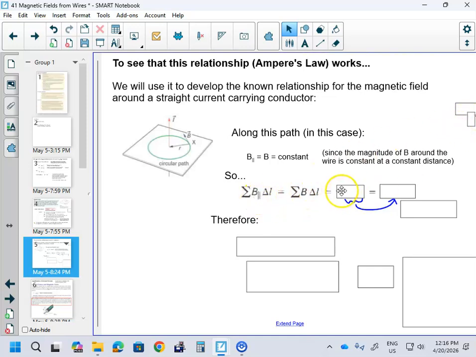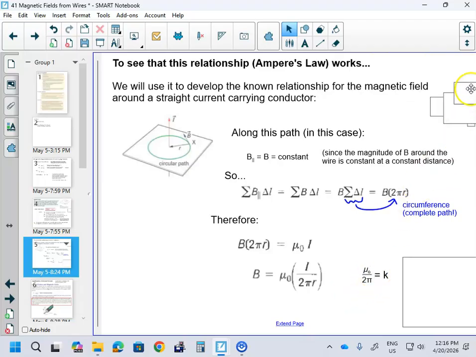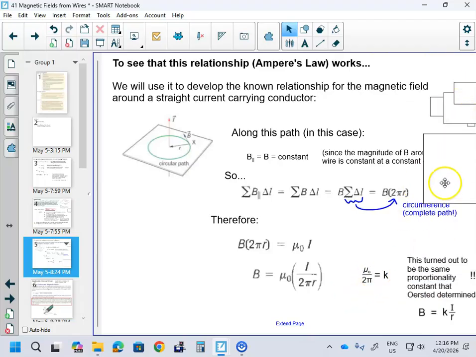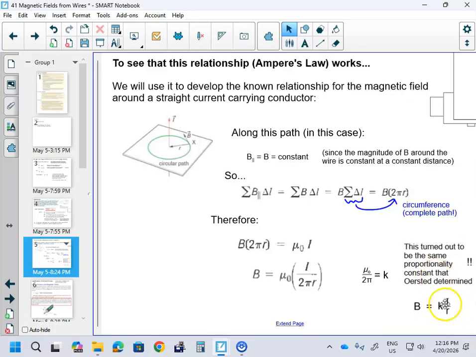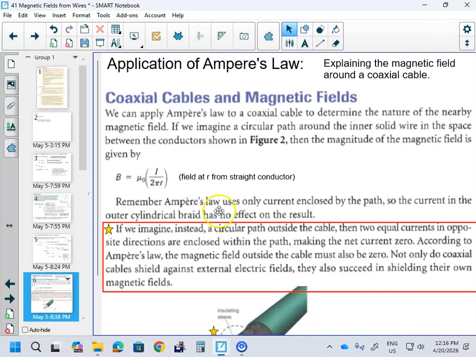So if we're adding up all the path lengths, that would, of course, be the circumference. There's the geometry I was talking about. So we end up with this equation for magnetic fields around a straight conductor, and our K value is that mu naught over 2 pi business. It's really the same proportionality constant and relationship that Oersted determined, if you notice.